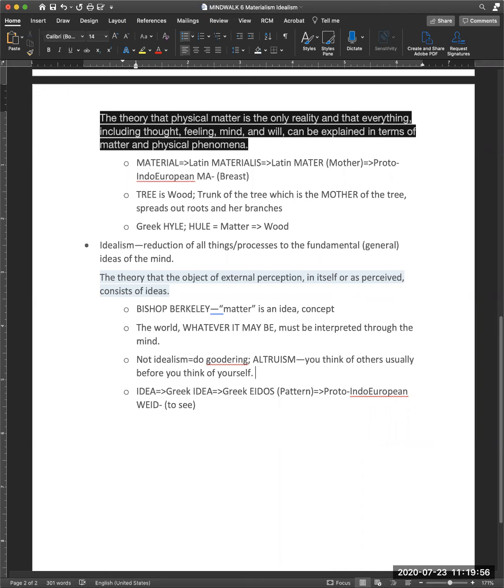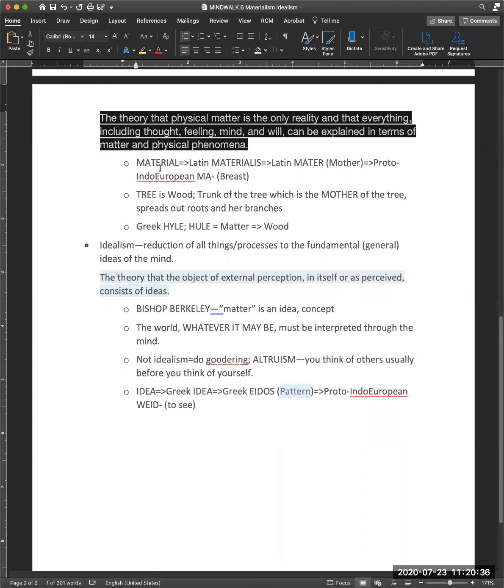All right, so getting back to how they're used in philosophy, again, idealism is the theory that objects of external perception in itself or as perceived consist of ideas. Bishop Berkeley goes through a lot of trouble to demonstrate that matter is an idea or a concept. And actually how this word, which is a Greek word, is in a sense in combination with matter or material. The word idea comes from Greek idea, which is a variation of the Greek eidos, which is the word for pattern.